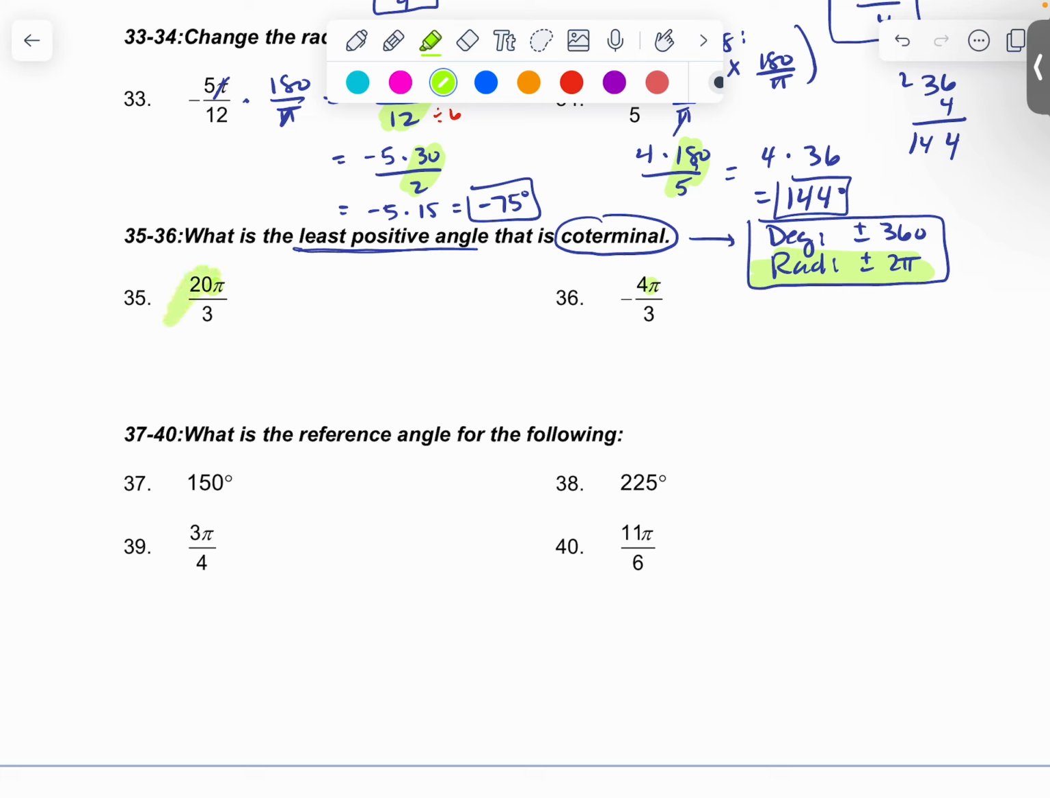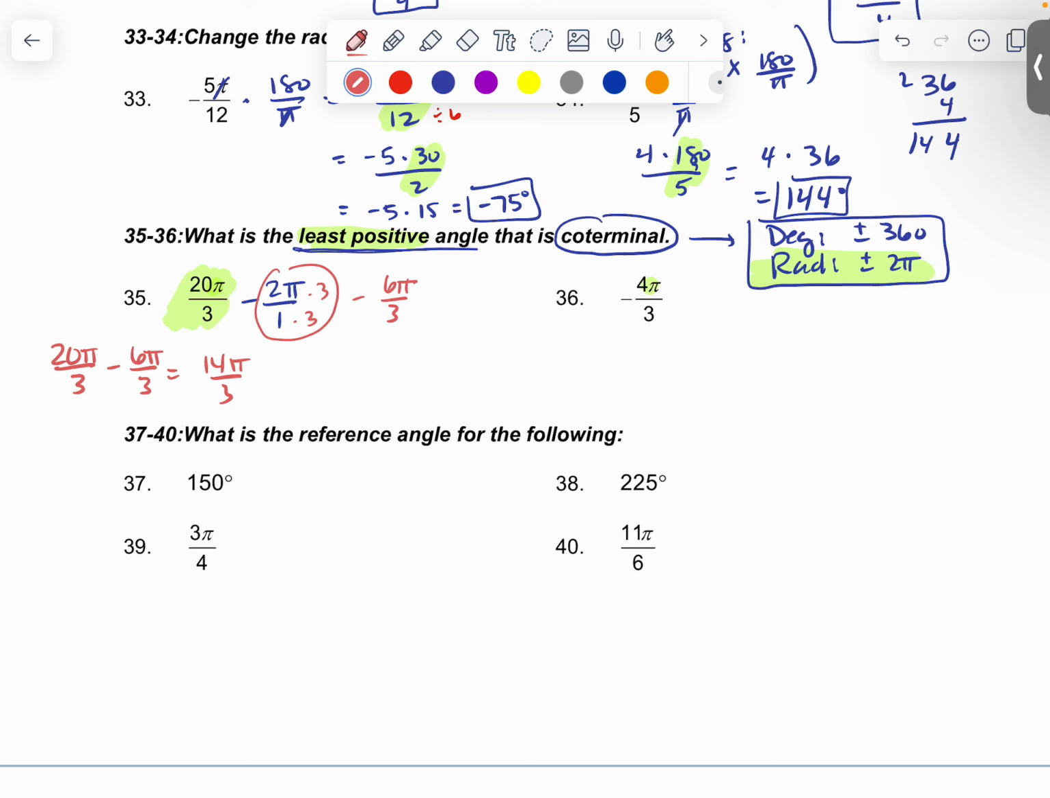Well, I'm looking at this angle. This angle's pretty big already. I want the smallest positive angle, so let's subtract to make this one smaller. I'm going to subtract 2 pi, which means I need a common denominator. The common denominator is 3, so I'm going to multiply both of these by 3. So really, what am I subtracting? I'm just subtracting 6 pi over 3. That's another way to write 2 pi. So I have 20 pi over 3 minus 6 pi over 3. That's my 2 pi, and that's going to be 14 pi over 3.